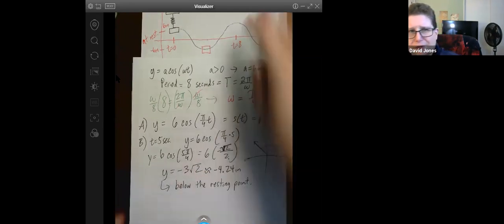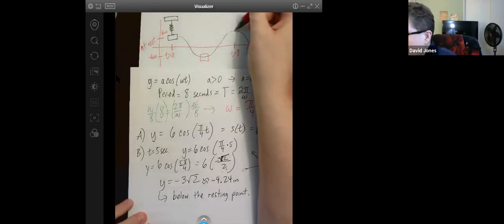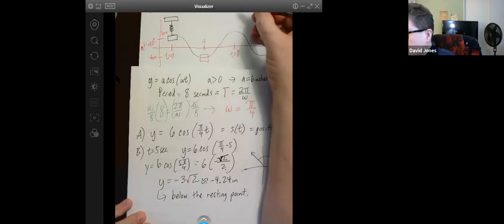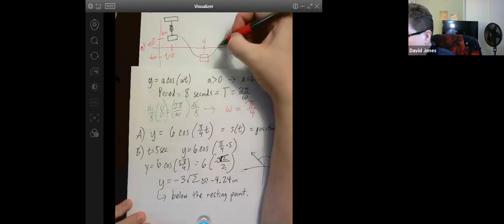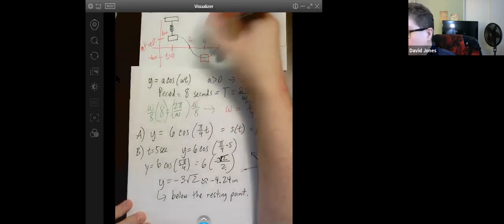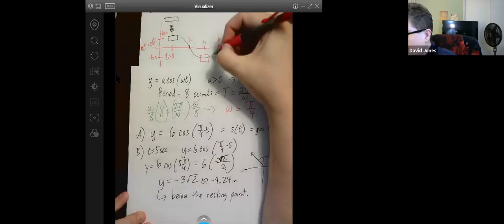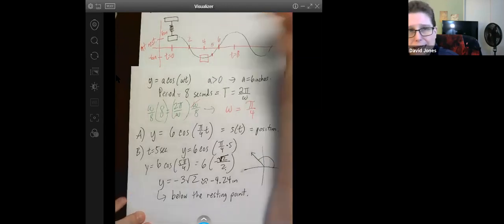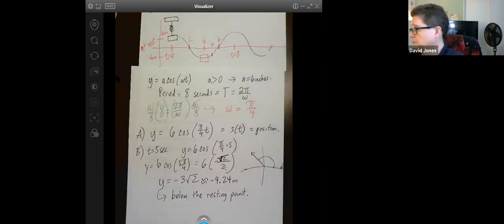Which makes sense if we look at our picture. If it takes 8 full seconds to do it, half of a cycle would be 4 seconds, which makes these crossing points 6 seconds and 2 seconds. And 5 would be right here. So it should be below, right? Should be below. That's good. That's important that everything makes sense.